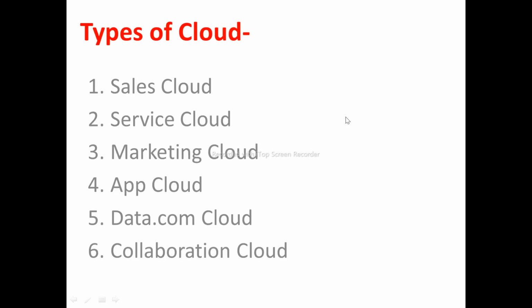My name is Jagdish. In this video, we will talk about types of clouds. These are some types of clouds. First one is Sales Cloud, another is Service Cloud, Marketing Cloud, App Cloud, Data.com Cloud, and last one is Collaboration Cloud. Let's see one by one.